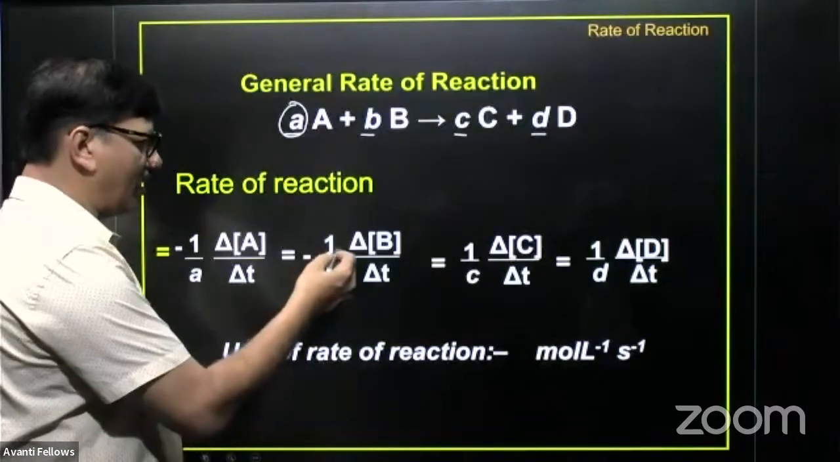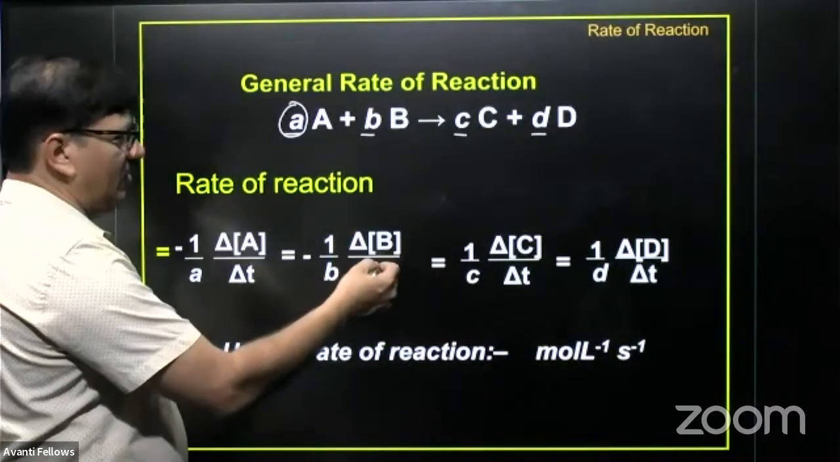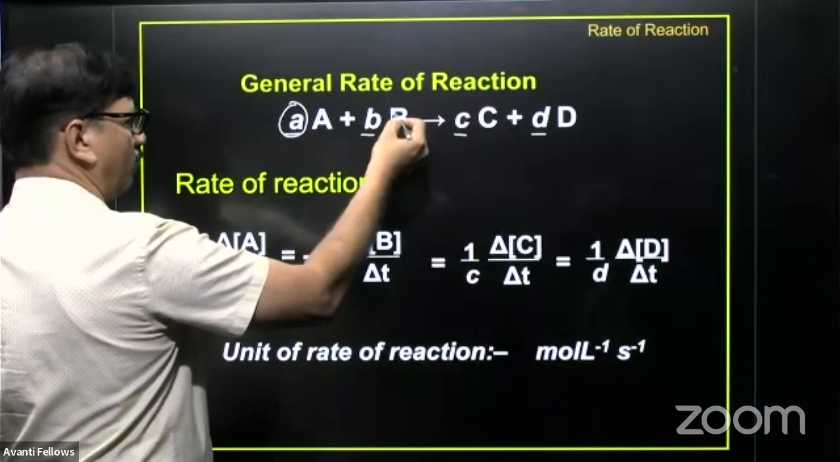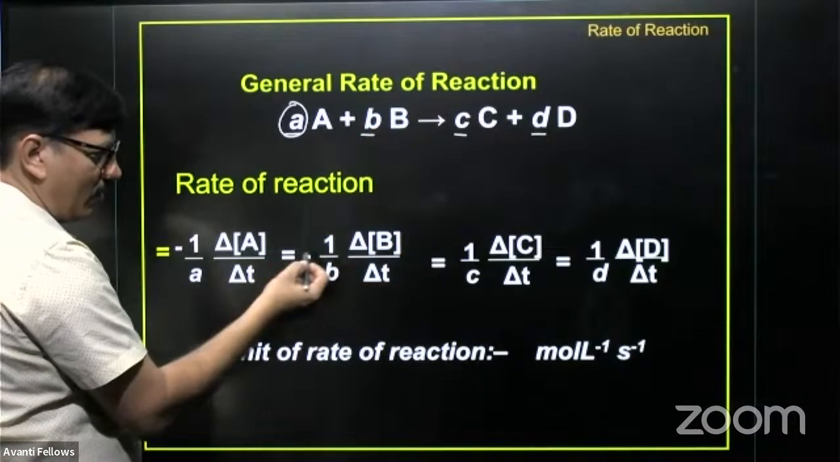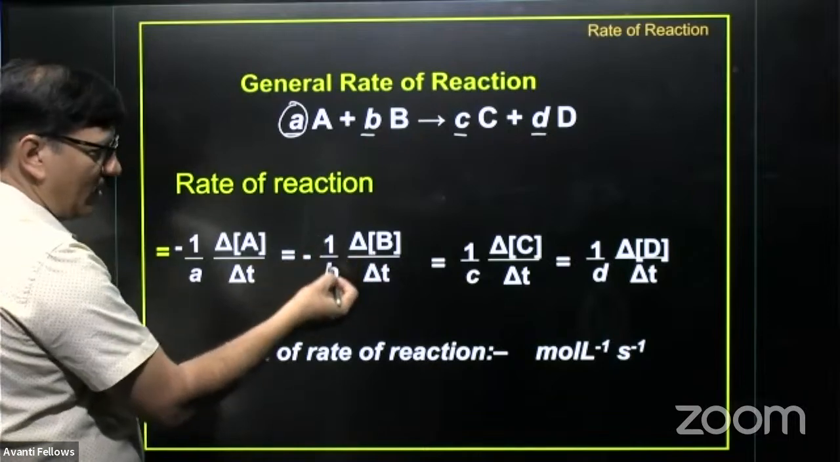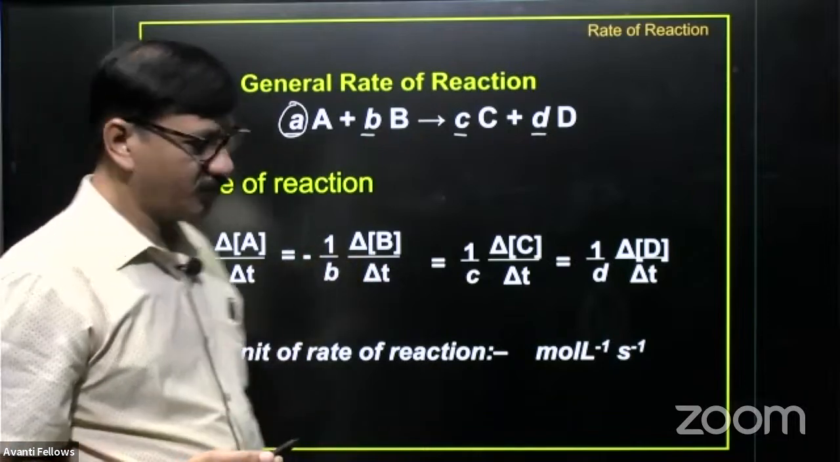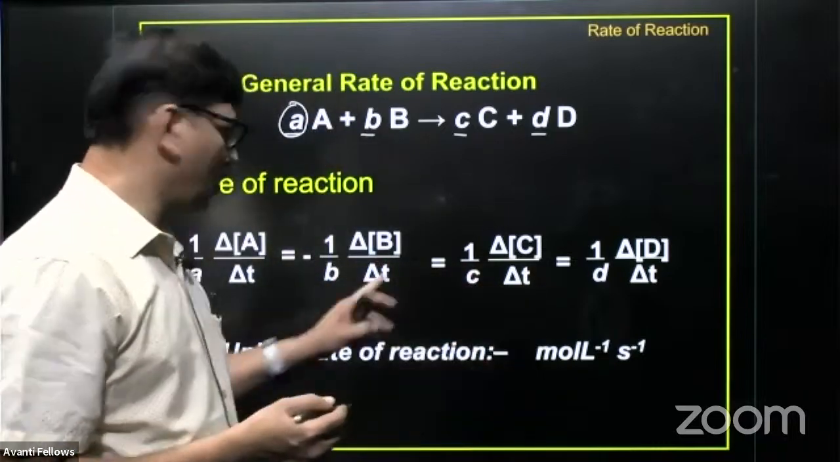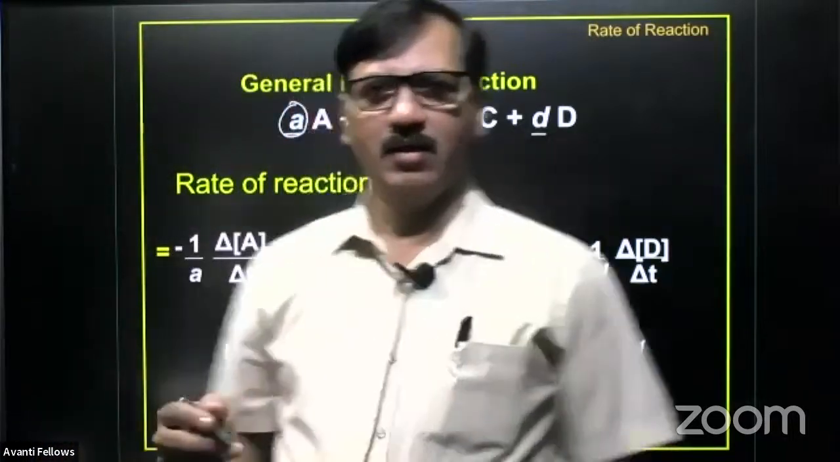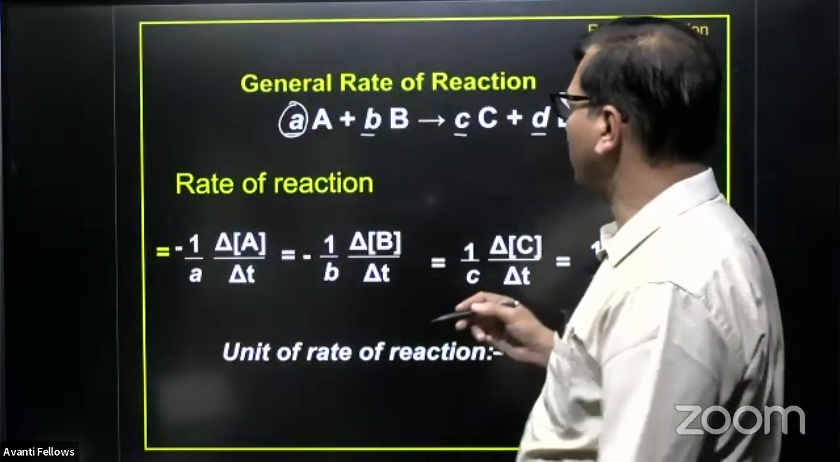Stoichiometric coefficients are divided at each time. So whenever you are expressing the rate of disappearance of B with a negative sign, this is to be divided by the stoichiometric coefficient of B. Therefore, these things are to be kept in mind. So I will give you some examples.